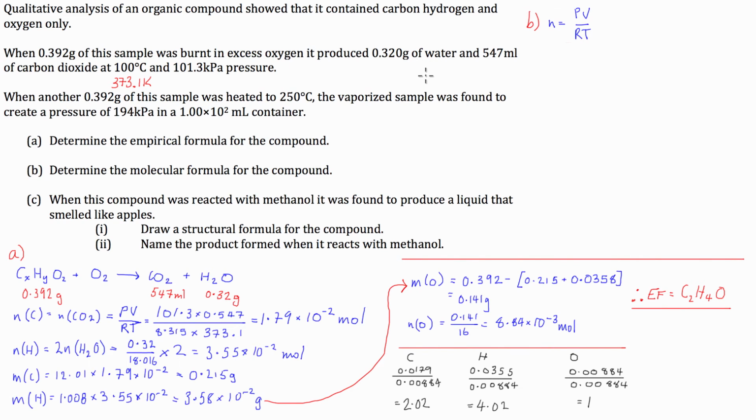So we know the pressure is 194 kilopascals. The volume is 100 mils, so that's 0.1 litres. We know the gas constant is 8.315. And we know the temperature is 250 plus 273.1, and that equals 523.1. And we find that that is equal to 4.46 times 10 to the negative 3 moles.